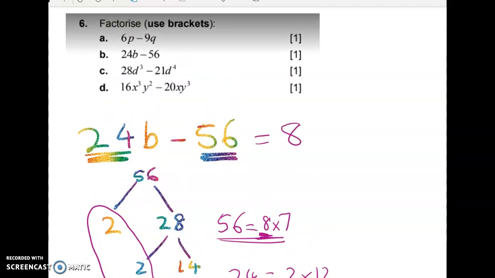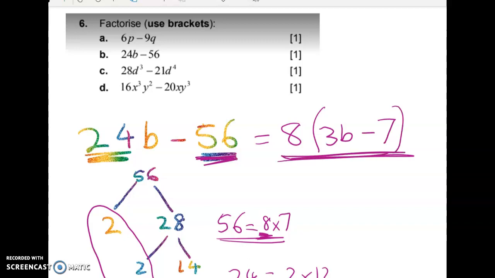We need that highest common factor because we're going to factorize here. So we're going to get 8 times what will give me 24b, or 8 times 3b, minus 8 times what will give me 56, 7. Now, it's a good idea to look at this and see if we really have taken out the highest common factor here. In this case we have, but I'm going to do it again and show you what happens if we go wrong with that.